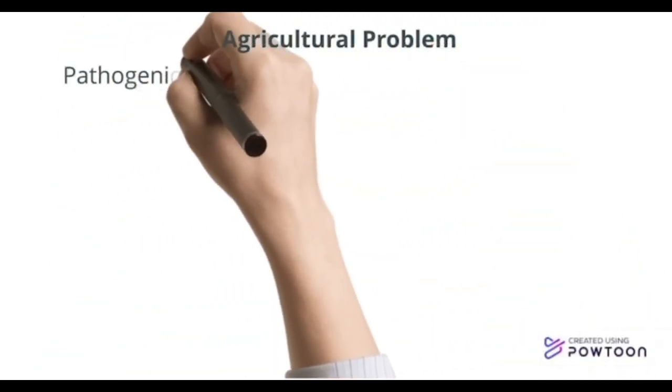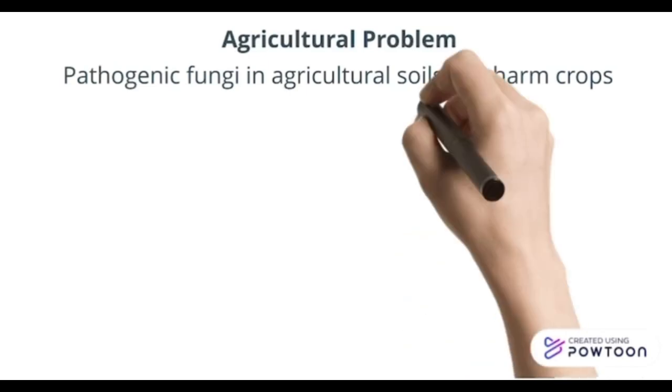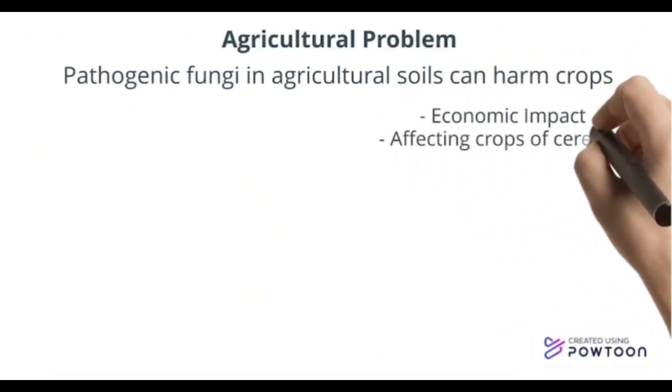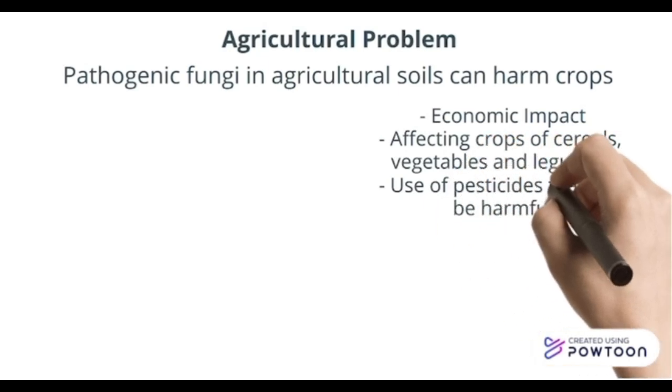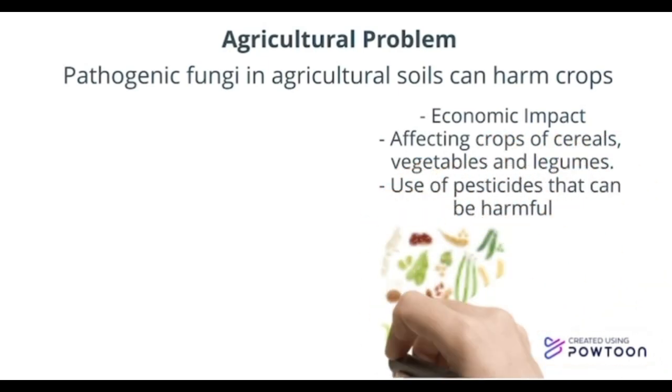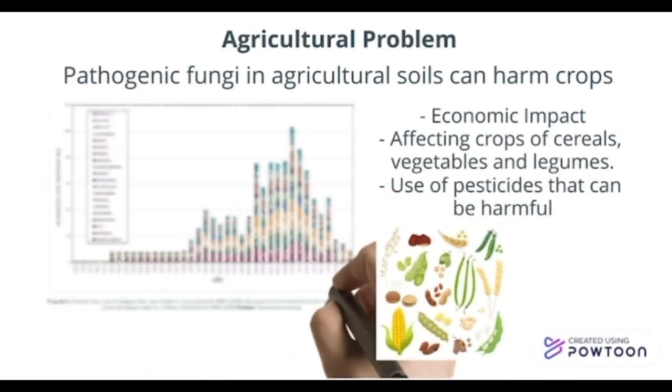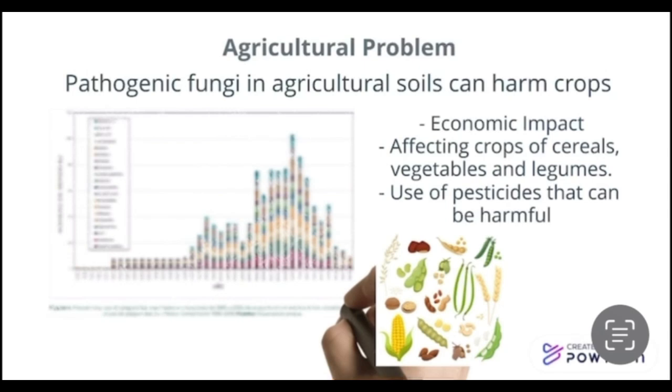The problem we are addressing is the widespread damage to crops from soil-borne fungi. These pathogenic fungi in agricultural soils can harm crops, leading to yield loss and economic impact. There is some statistical data that proves that it's a problem and shows its impact on the population. Agricultural fungal infections cause massive crop losses globally, affecting key crops like cereals, vegetables, and legumes.